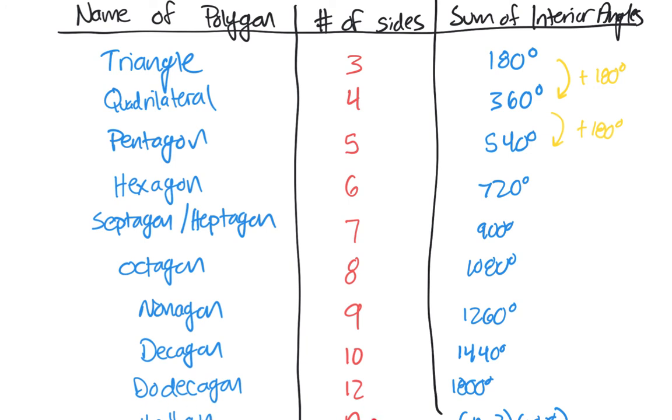And so regardless of the number of sides that it has, if it has n sides, we can figure out the sum of the interior angles by using this formula here: n minus 2 times 180. If you plug in n, the number of sides, subtract 2 from it, and then multiply by 180, that would tell you the sum of the interior angles. So that kind of concludes the lesson for today.